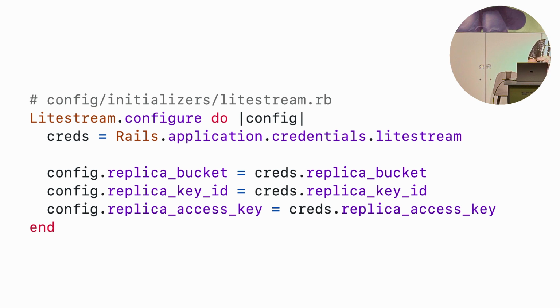The installer will also create this initializer. And this is going to allow us to manage the credentials for Lightstream that it needs to run through Ruby. By default, it doesn't do anything. It just has some commented out code, but this is the code that is commented out. This is like the simplest default recommendation. Just put it all in Rails' encrypted credentials and bind them here.